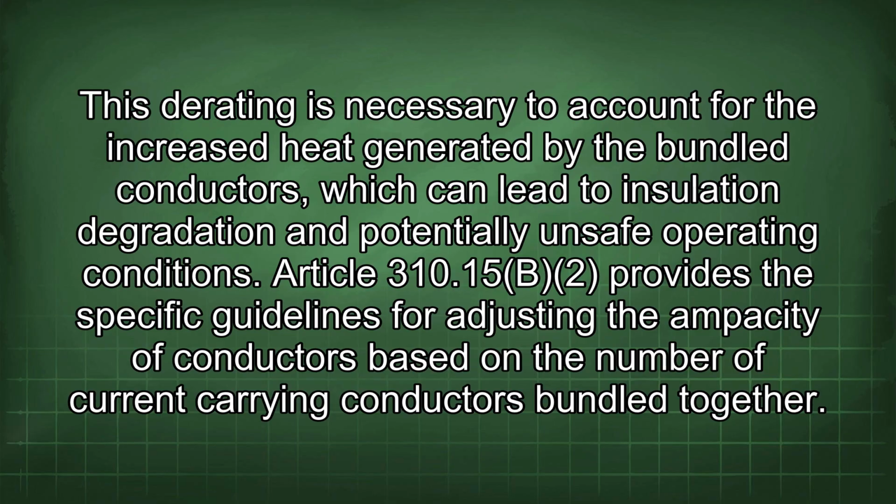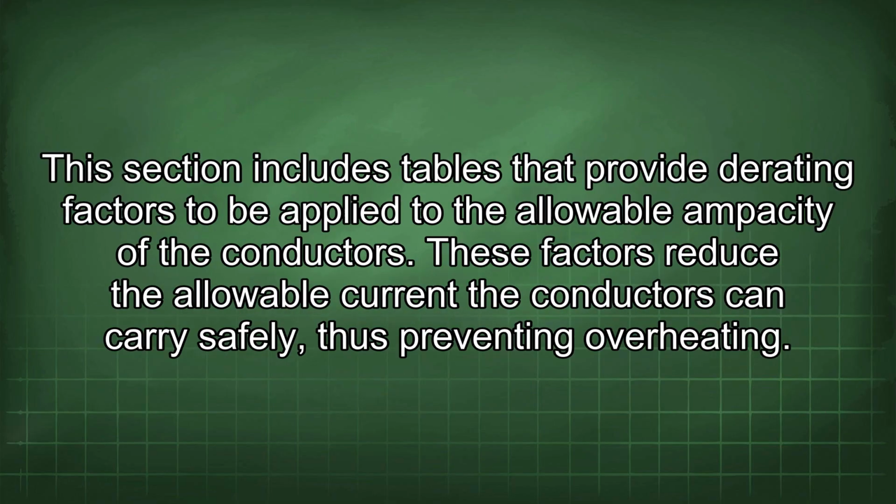Article 310.15(B)(2) provides the specific guidelines for adjusting the ampacity of conductors based on the number of current-carrying conductors bundled together. This section includes tables that provide derating factors to be applied to the allowable ampacity of the conductors. These factors reduce the allowable current the conductors can carry safely, thus preventing overheating.